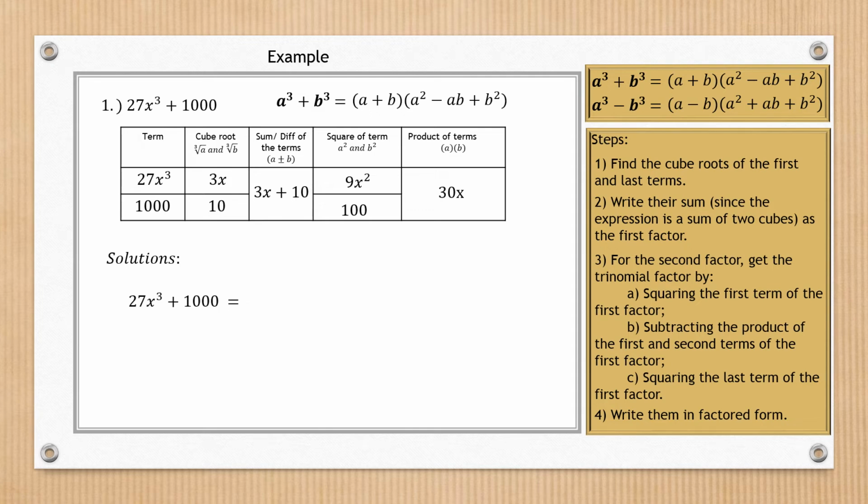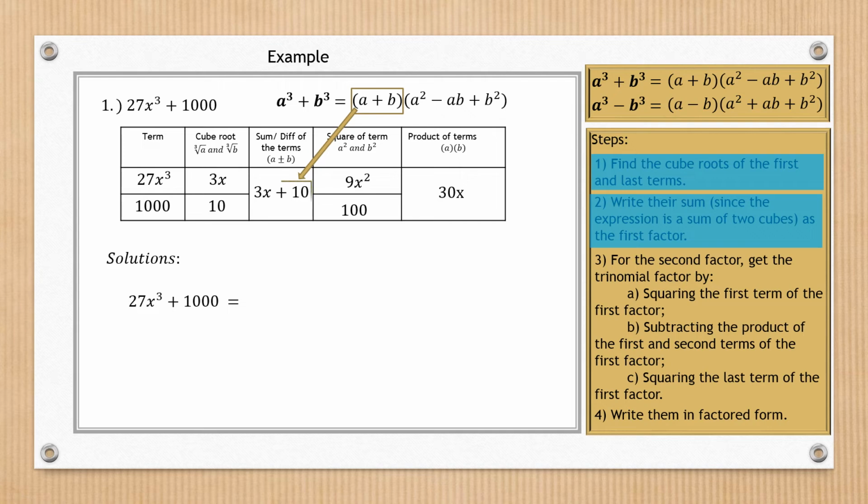Let's go back to our steps. First step, find the cube root of the first and last term. We already got that. Second is, write their sum since the expression is a sum of two cubes, as the first factor. Where is the sum of their cubes? This, the sum. You add A and B. So, where is that in our table? That is the sum of the terms. So, you write that here, as your first factor. Got it. Next.